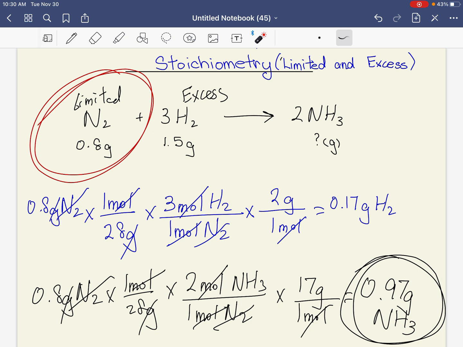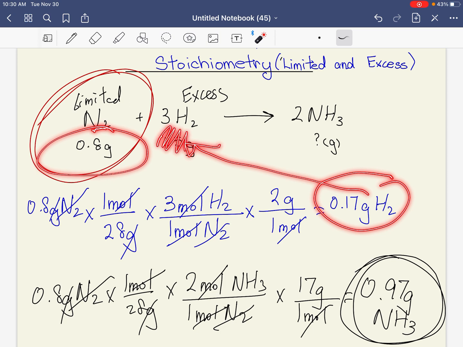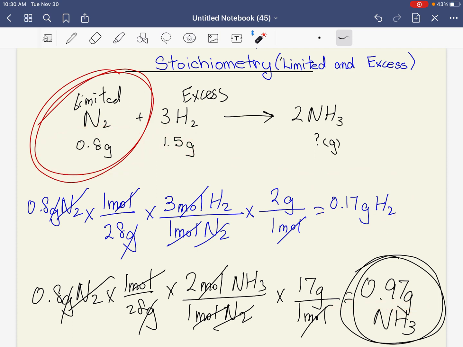Hey, wait. Do I have law of conservation of mass here? I do. Because 0.8 plus 0.17, this is too much, all I need is 0.17, is equal to 0.97. So yeah, law of conservation of mass still applies. It's just that you're not going to add all of the excess. You're just going to add what's enough to react with 0.8 of N2.